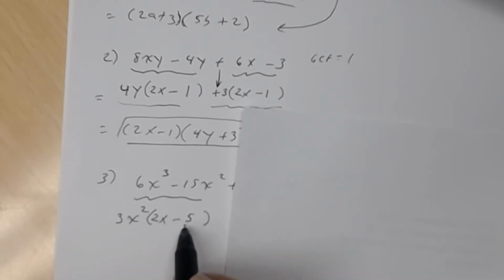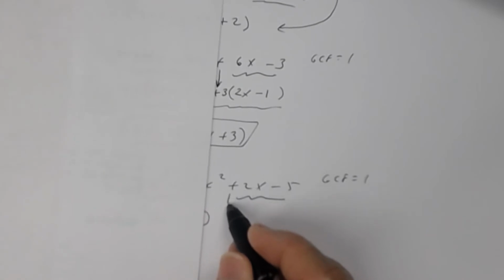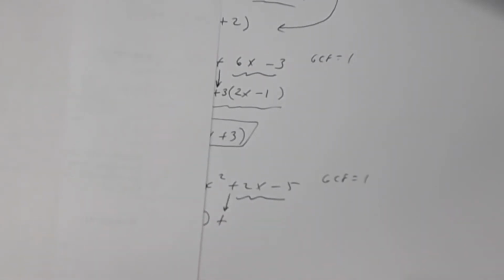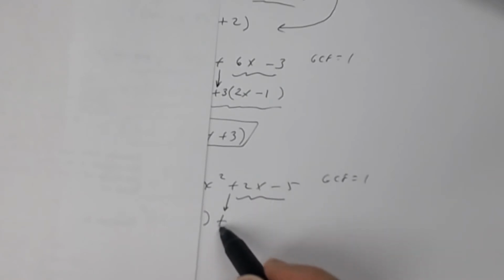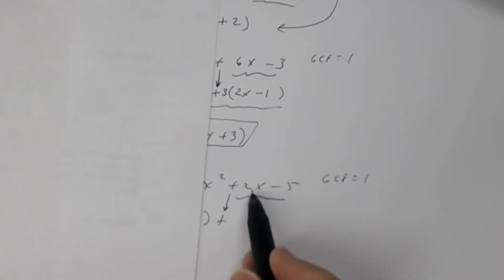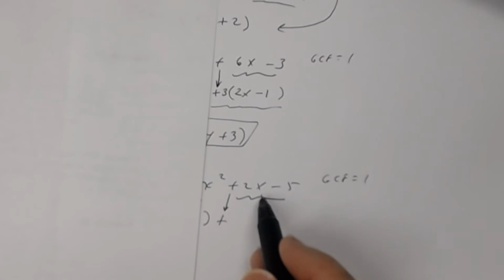So 3x squared times a negative 5 is a negative 15x squared. Now if I go to that next group, remember you're going to factor out that sign right here. So you're going to factor out a positive. You have to have something listed there. It's got to be a sign right here. So you're going to factor out a positive. Now if you look at 2x and a negative 5, the GCF is 1.